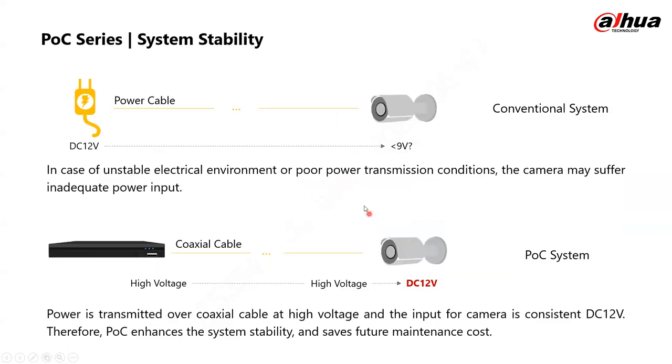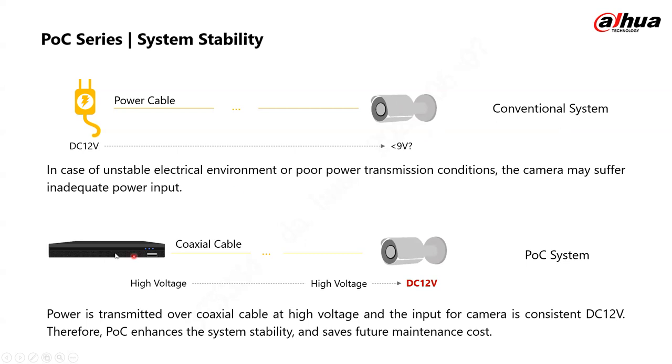Then we have the system stability. On the conventional systems, it doesn't actually provide the power with a stable 12 volts. Depending on the different power surges, you find that the camera will be provided with no less than 12 volts, for example 9 volts, because of different power surges. Maybe we have a faulty power supply.